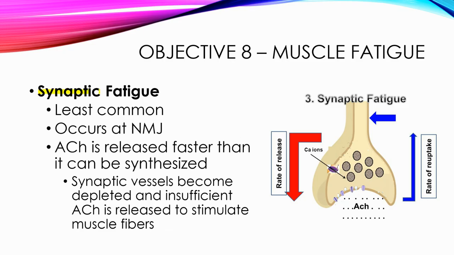And then you could have synaptic fatigue. So remember that in order for muscles to get the message to contract, we have to get the information from the neurotransmitter acetylcholine. And so if acetylcholine is being released really quickly and it doesn't have time to be remade, then eventually there's not going to be acetylcholine to continue to trigger those action potentials. And so if those synaptic vesicles become depleted and there's not enough of that neurotransmitter, then the muscle fibers can't get stimulated. So it could be an issue with the neurotransmitters.